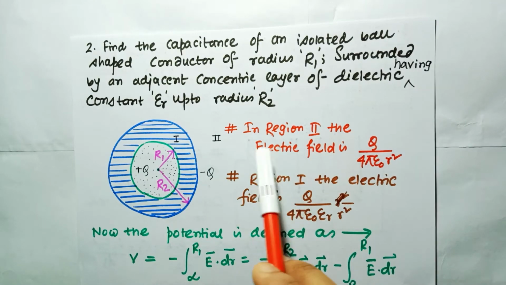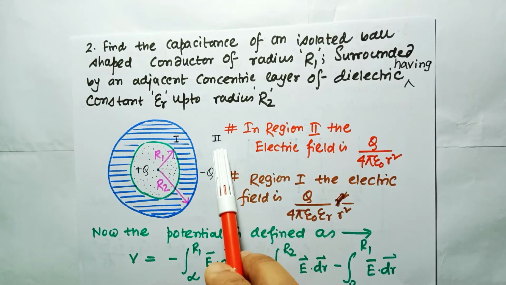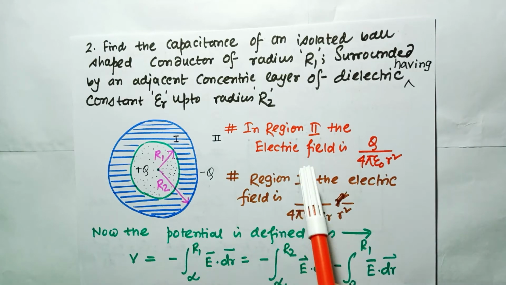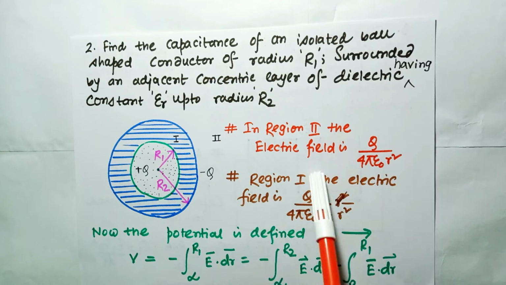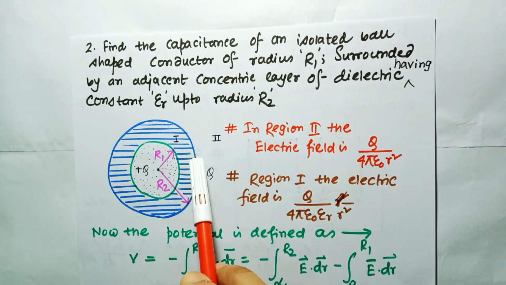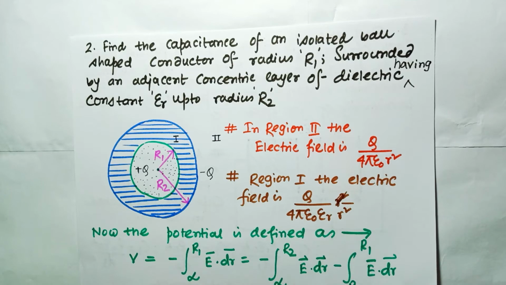In region 2, what will the electric field be? So here is plus Q charge. Due to the plus Q charge, the electric field in region 2 is capital Q divided by 4 pi epsilon naught r square. But in region 1, meaning inside the dielectric medium, the electric field will be capital Q by 4 pi epsilon naught epsilon r times r square, where epsilon r is the dielectric constant of the material.